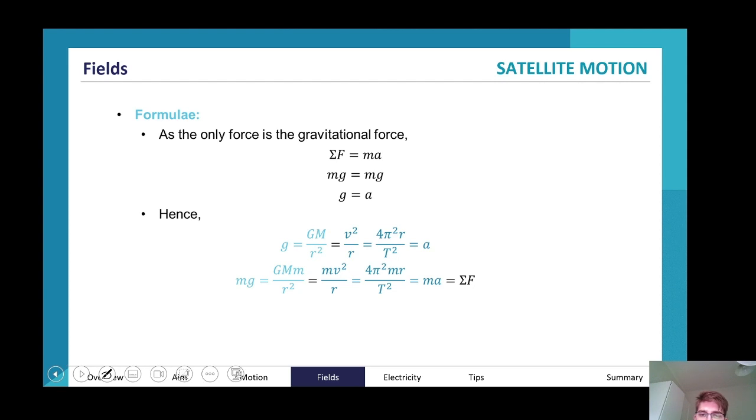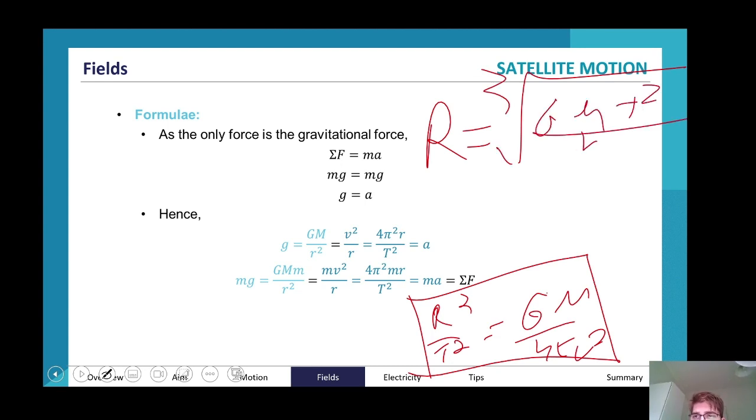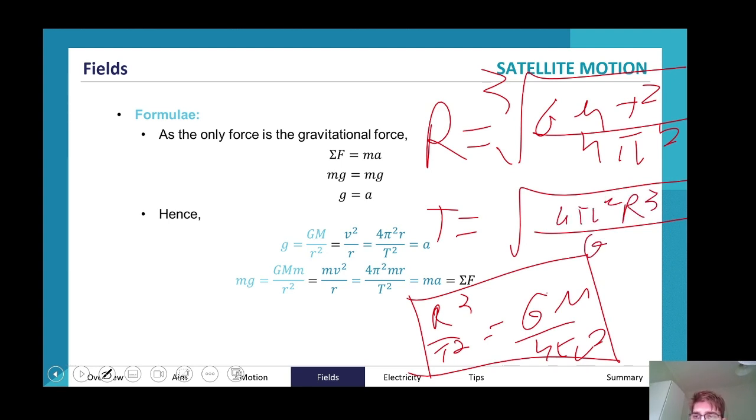So Kepler's law essentially is R cubed on T squared is equal to GM on 4 pi squared, right? The basic ones is you should know this formula and you should know the rearrangement, R cubed equals GM T squared on 4 pi squared, and you should also know the rearrangement of T, which is equal to the square root of 4 pi squared R cubed divided by GM. This is like the basics, right?